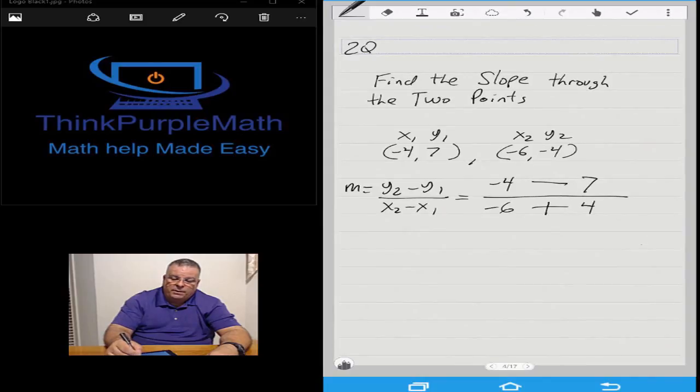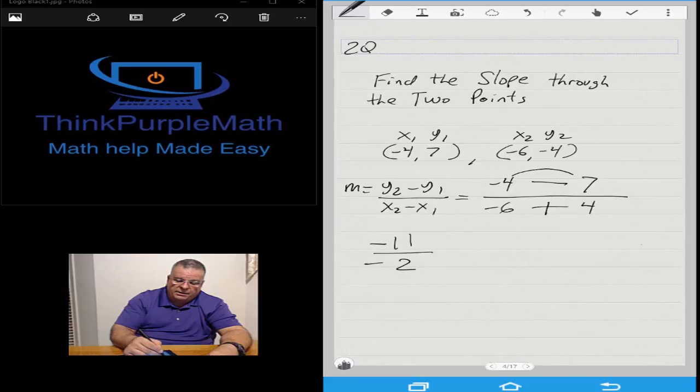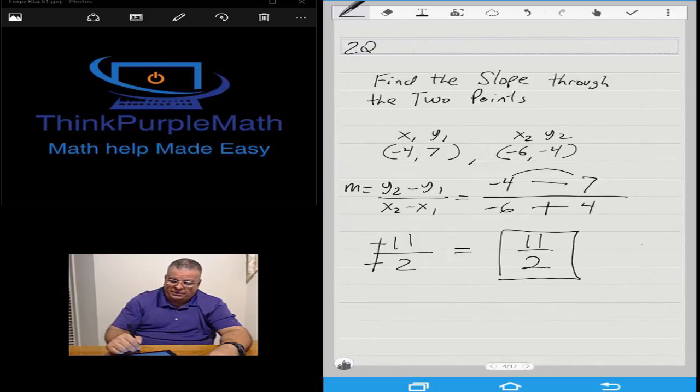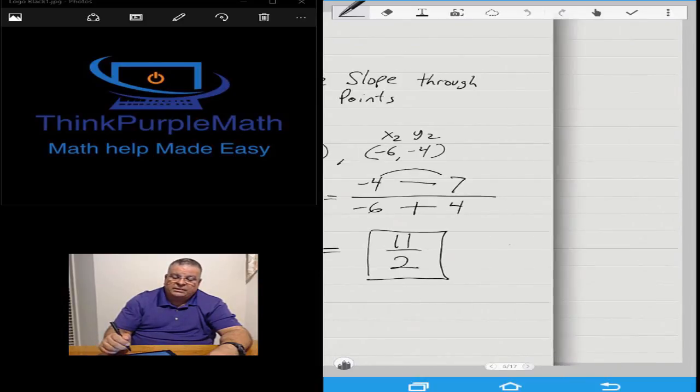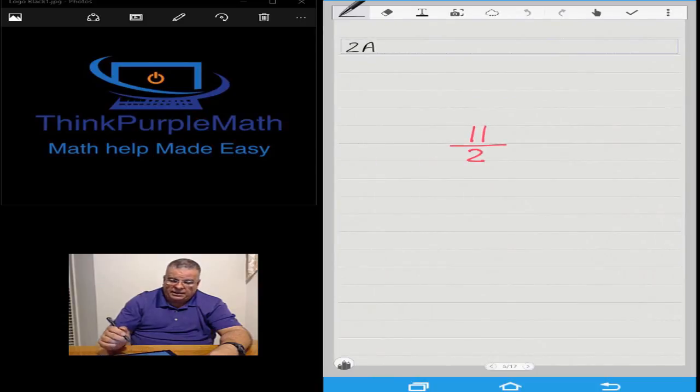So we do our arithmetic here. We get a negative 11 divided by a negative 2. And the negative divided by a negative will simplify. And our slope for those 2 points is positive 11 over 2. And we check it. There it is.